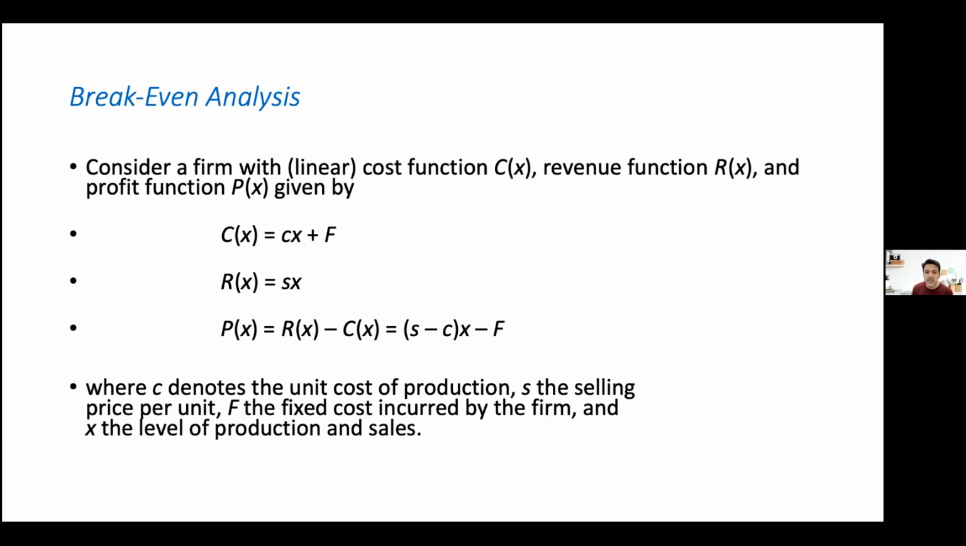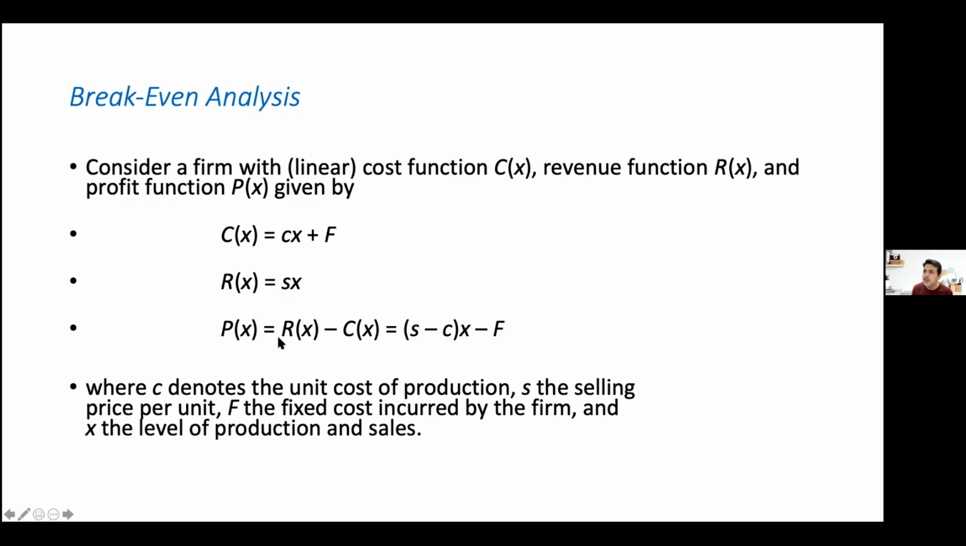So if you consider these, the cost function is going to be C times X plus F. And revenue is going to be set, and C, by the way, here is the unit cost of the production. So that would be a variable cost. This is a selling price, and this is a fixed cost.